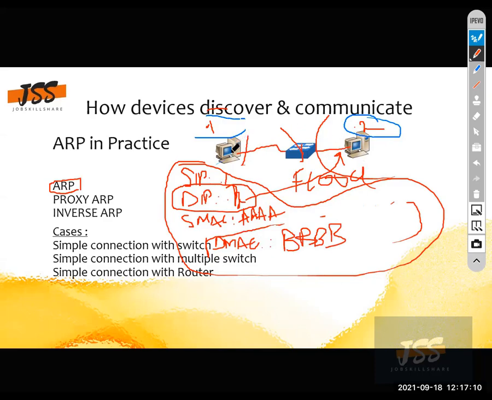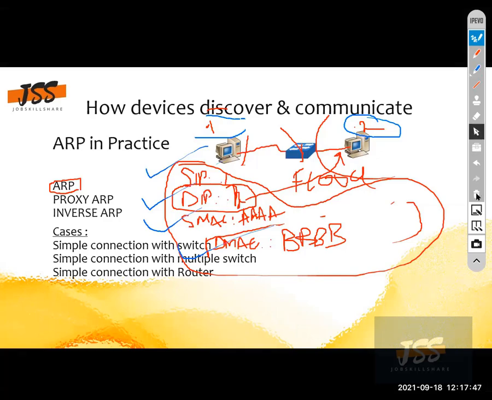Now the reply will go back to this computer. Now tell me, next time this computer wants to ping this one, what will be the source IP, destination IP, source MAC, and destination MAC? Source IP .1, destination IP .2, source MAC AAA, and destination MAC BBB. Exactly, because now it has this information in its cache. So this is the fundamental of ARP.